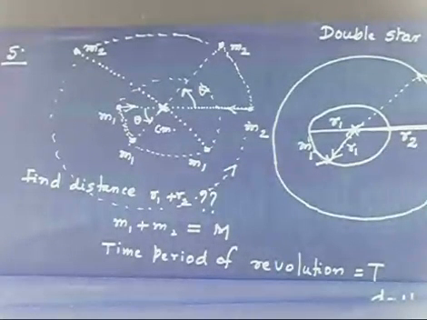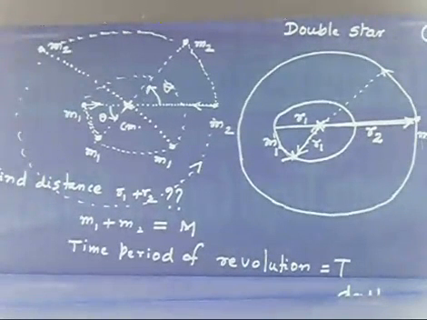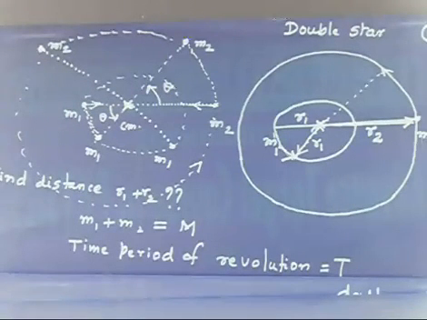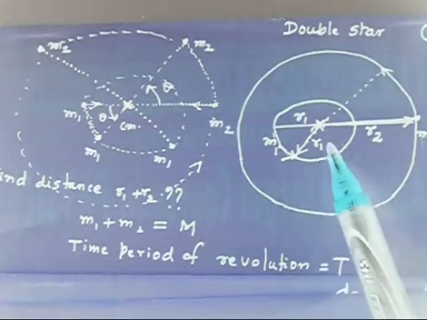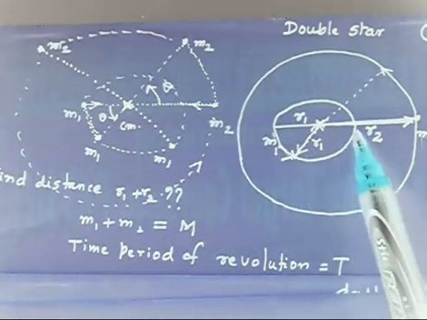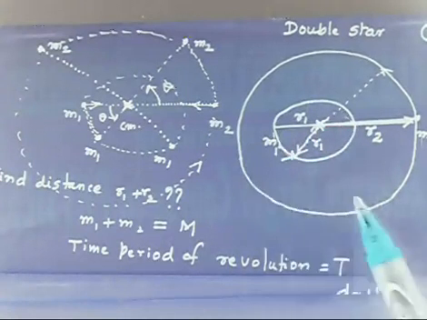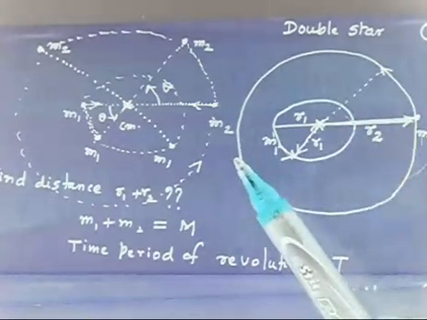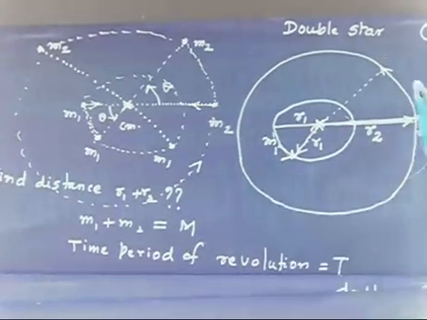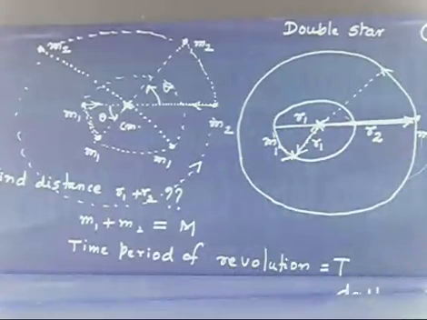We have been given the total mass of the system is capital M, that is m1 plus m2 is capital M. You have also been given the time period of revolution is T. Now see, the time period of revolution will be the same for both. If this completes one circle, this also has to complete one circle. Are you getting it or not?